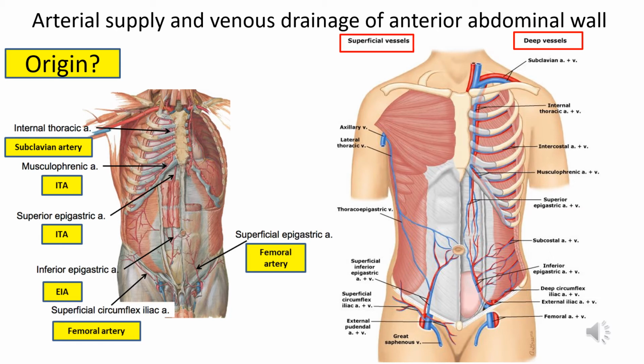Below the transumbilical plane, deoxygenated blood is drained by the superficial epigastric and superficial circumflex iliac veins. These vessels drain via the great saphenous vein into the femoral, external iliac, and common iliac veins, and eventually into the inferior vena cava.